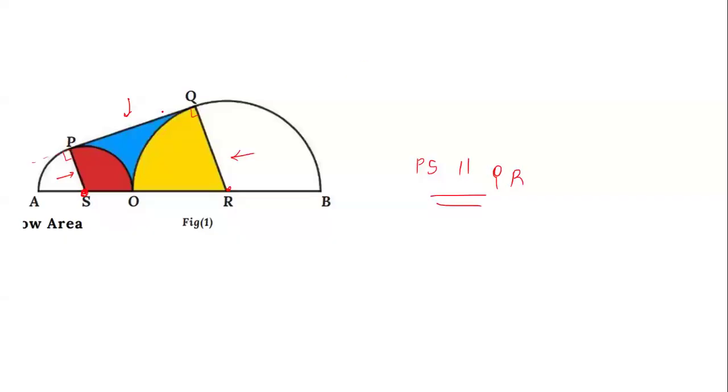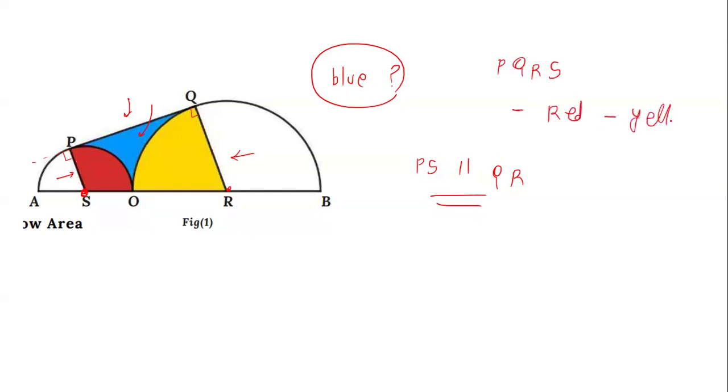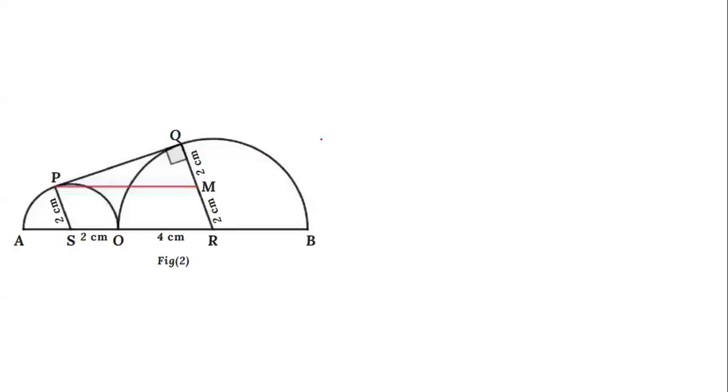Now, from seeing this figure, we have to find this blue area. We can say that the area of PQRS minus this red region area minus this yellow region area is equal to the blue region area. So area of PQRS minus area of the red region minus area of the yellow region is equal to the area of the blue region.